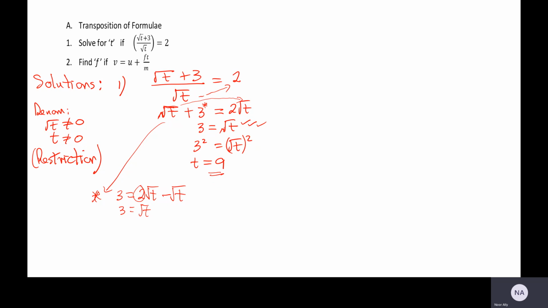So lastly, t equal to 9, do I accept? Does it correspond to the restriction? Not at all. Therefore, t equal to 9 is a solution.